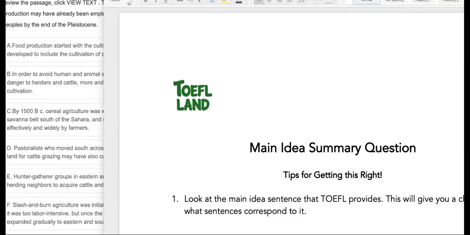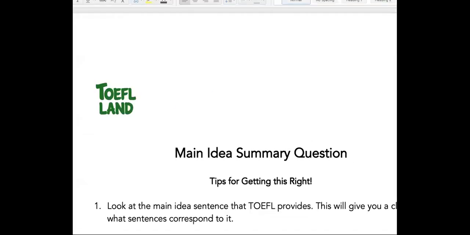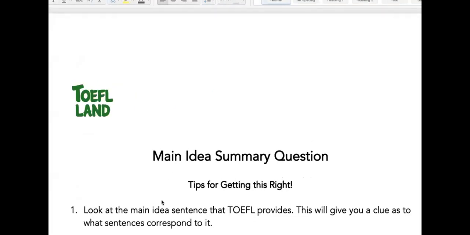Okay, so let's take a look at the first tip I'm going to give you, right? Tips for getting this right. So the first thing that you want to do is look at the main idea sentence that TOEFL provides. TOEFL will write a main idea at the very beginning, right? This is a main idea, and now choose 3 more main ideas. Some students don't even read the question, right? They just go right to A, B, C, D, E, and F and start to look. But reading this topic sentence is such a good idea, because it gives you an idea of what TOEFL thinks is the best idea. So you want to align your sentences with that main idea sentence.